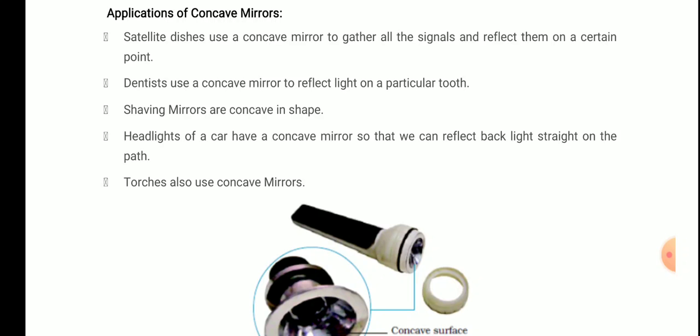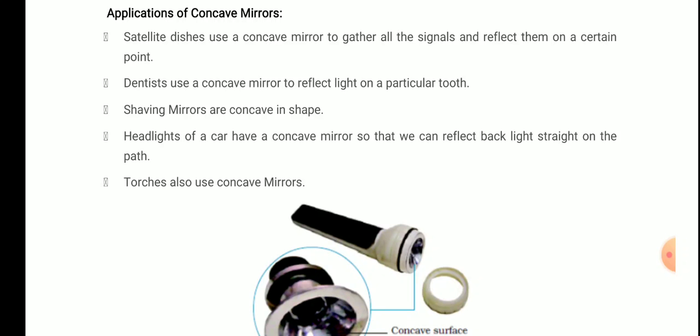First, satellite dishes use a concave mirror to gather all the signals and reflect them onto a certain point. Dentists use a concave mirror to reflect light on a particular tooth. Shaving mirrors are concave in shape. Headlights of a car have a concave mirror so that we can reflect light straight on the path. And torches also use a concave mirror. So these are some of the applications of the concave mirror.